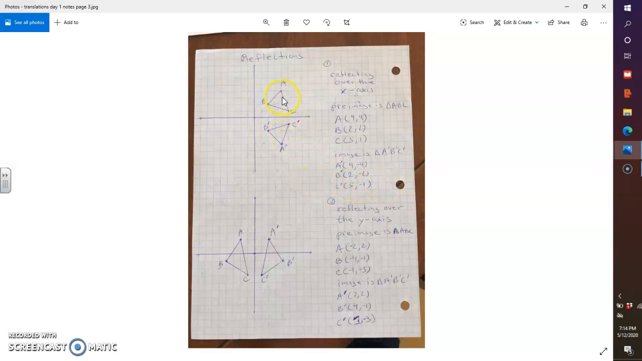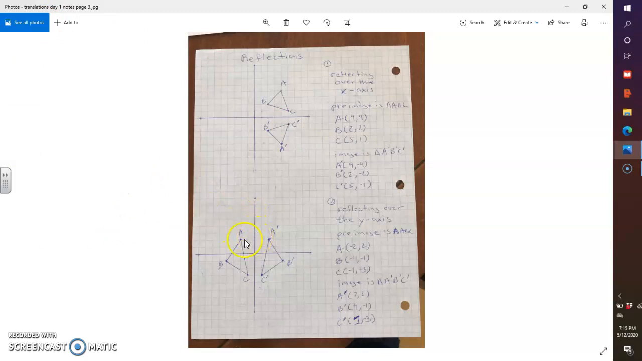It's (5, -1). For A, I've got to go 1, 2, 3, 4. So my A prime becomes (4, -4). My B, 1, 2, 1, 2. So my B prime is (2, -2). We're literally just counting to the line of reflection and counting the same amount on the other side. That's how you do a reflection over the x-axis.